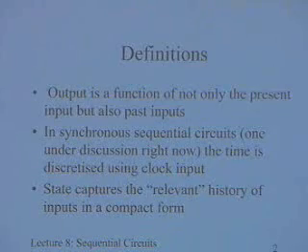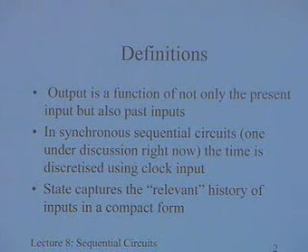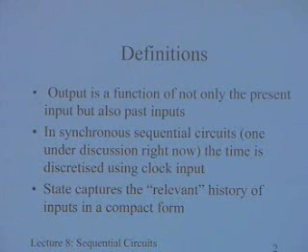As opposed to combinational circuits, the way we define sequential circuits is that the output is a function of not only the present input, but also past inputs. So that's a fundamental difference in the way we define sequential circuits as opposed to combinational circuits, where the present output is only a function of the present input. It does not depend upon the past inputs.